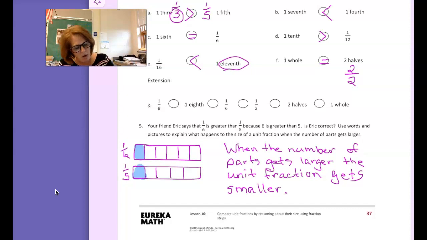So think about up here, we're talking about 1/11. Think about how small that would be. I'm not even sure I can draw something. Look how teeny tiny that space is.